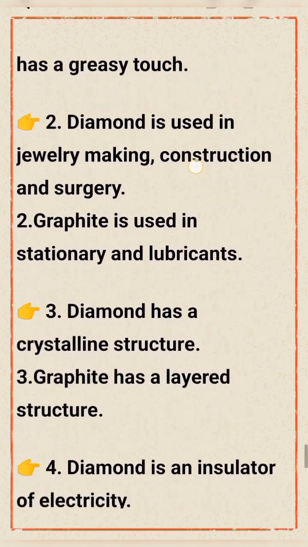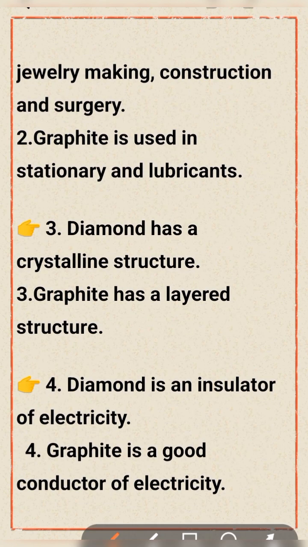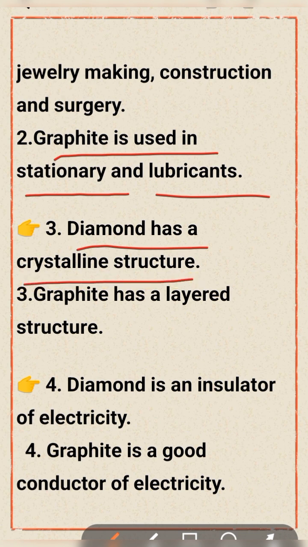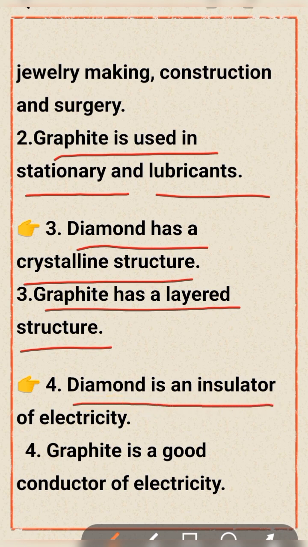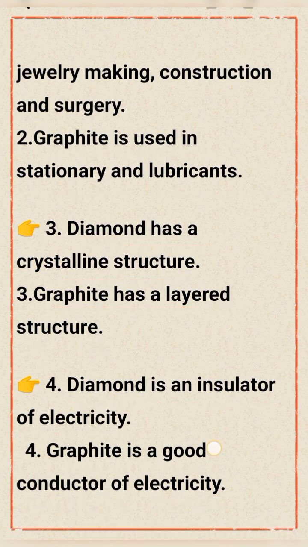But graphite is used in stationery, as a lubricant, and also used as pencil lead. Third point, diamond has a crystalline structure, but graphite has a layered structure. Fourth point, diamond is an insulator of electricity. But graphite is a good conductor of electricity.